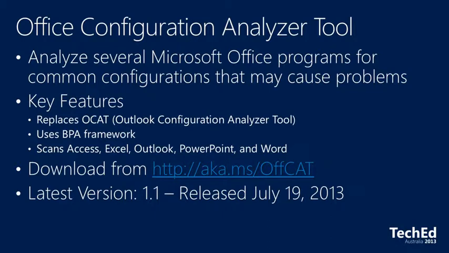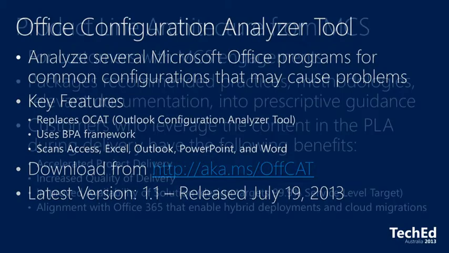It also replaces the old OCAT tool that we had, the Outlook Configuration Analyzer tool. Basically, OCAT got expanded into OFFCAT, so it can include Excel, Access, PowerPoint, and Word as well. So this will scan the deployment, and if there's any problems, missing files, things like that, it will tell you about it.